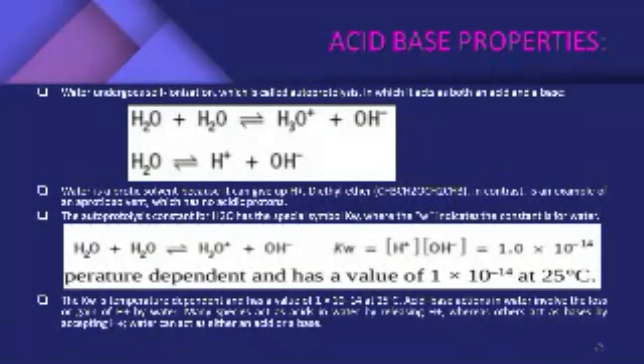Kw is a temperature dependent constant and has a value of 1.0 times 10 raised to minus 14, which is obtained at 25 degrees Celsius. Acid-base reactions in water involve the loss or gain of hydrogen ions by water. Many species act as acids in water by releasing hydrogen ions, whereas others act as bases by accepting hydrogen ions. Water can act as both an acid and a base.